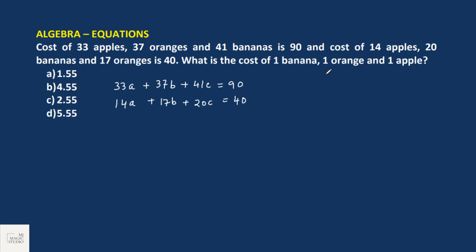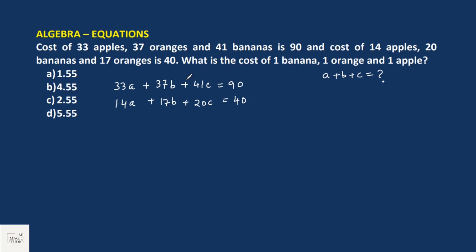What is the cost of 1 banana, 1 orange and 1 apple? That means A plus B plus C. What is its value? That is what we need to find. See, there is a classical way of defining these questions. These questions just can't be generated like this.